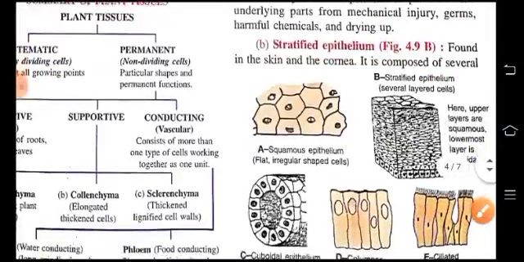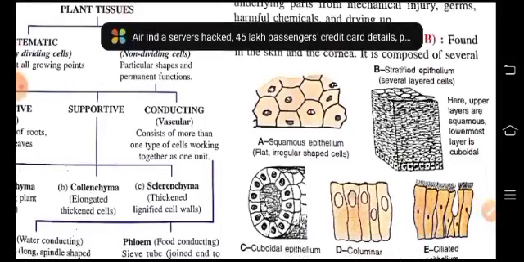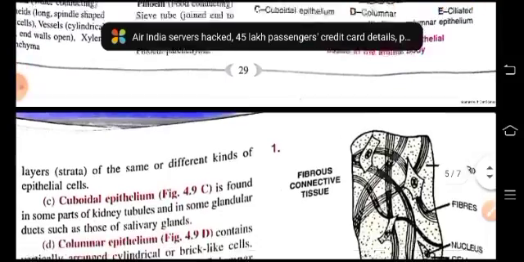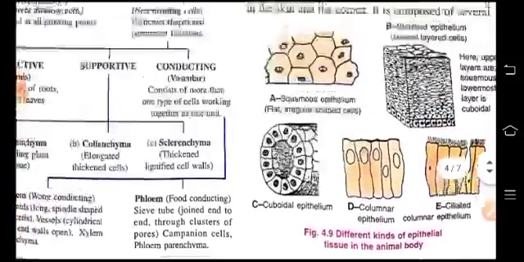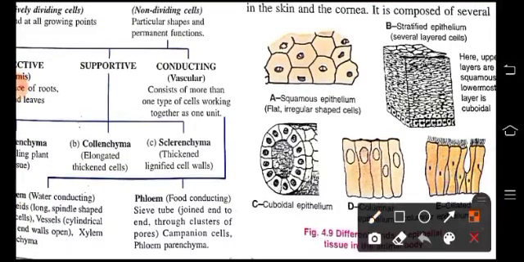Second is the stratified epithelium, which is found in the skin and in the cornea region, and it is composed of layers of the same or different kinds of epithelial cells. So here are the different kinds of epithelial tissue in the animal body. Squamous epithelial tissue has flat, irregular shaped cells. As you see, children, they are flat and irregular in shape.